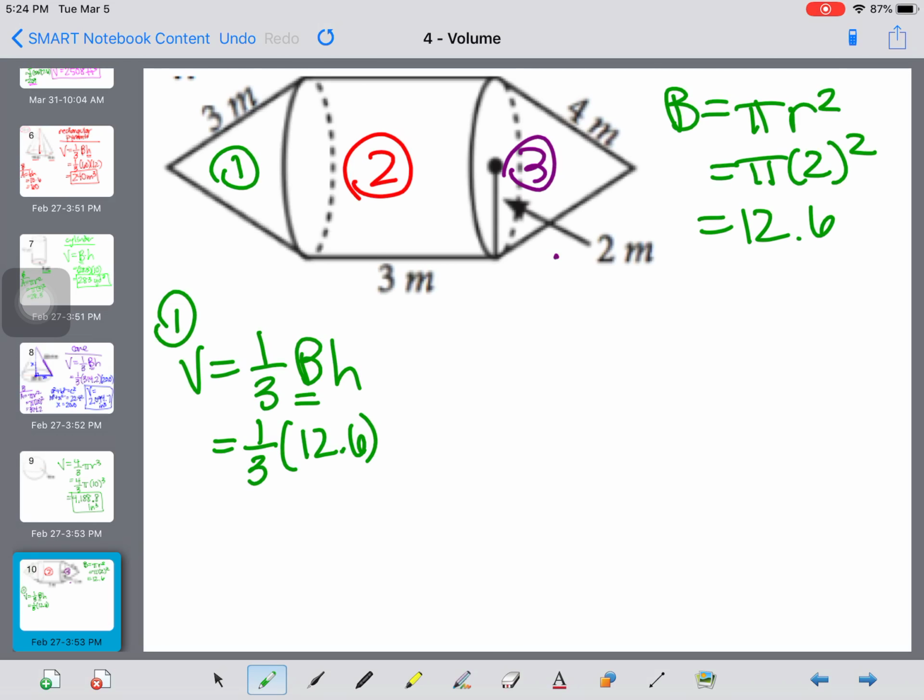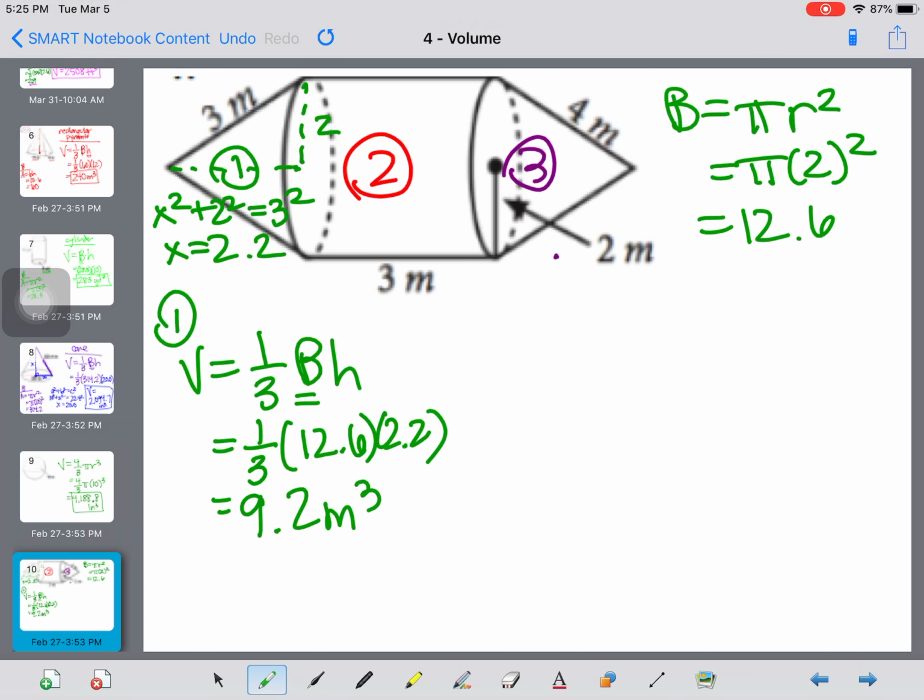But you'll notice we kind of have the same problem. We need to find this height. I don't know this height. I do know the radius, so I need to find my height using Pythagorean theorem. So I'm going to do x squared plus 2 squared equals 3 squared, which should give you a height on this one of 2.2. And so my volume of the first part, rounded to the nearest tenth, is 9.2 meters cubed.